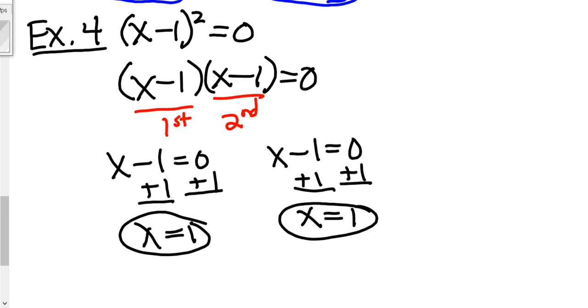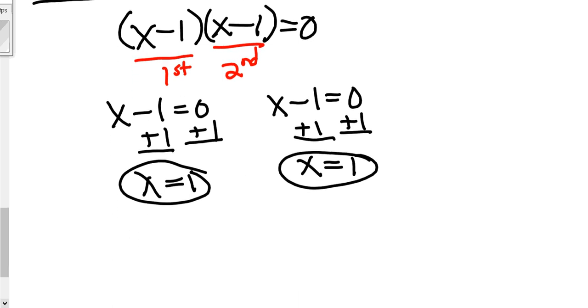You're probably going to say, Miss McKay, they're both the same answer. Do I have to write it twice? Nope, you don't have to. You can just say x equals 1, and that will be correct. But if you write it twice, I'm not going to mark you down for that. Just know that on a test or a quiz or on a worksheet or any other assignment, they may only mention it one time, not twice.